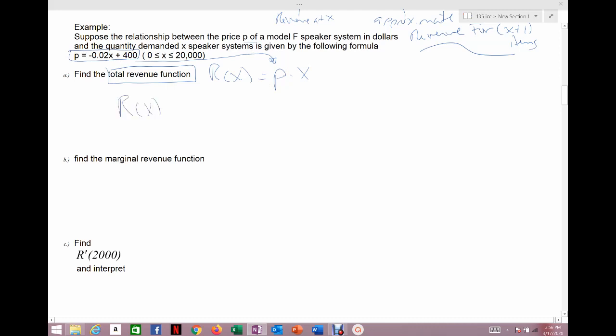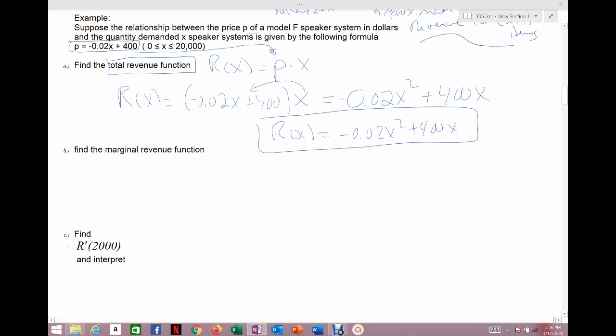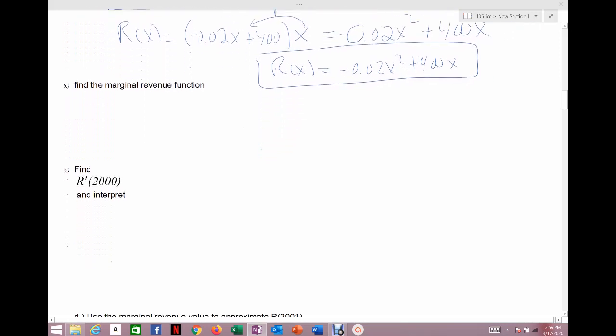Alright, so revenue is that price demand equation times another X, and then I'll distribute that X. So revenue is going to come out negative 0.02x squared plus 400x, and so there's my revenue equation. So revenue equals negative 0.02x squared plus 400x, and that's the revenue function we'll be using for the problem. Alright, so that's going to give me out the dollars in revenue for the item sold, for the speaker sold.